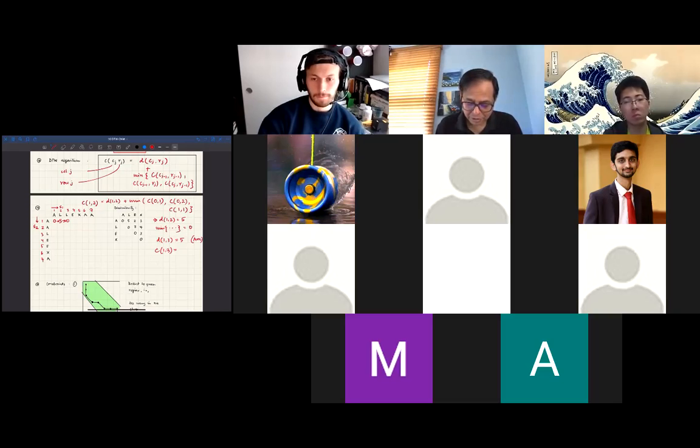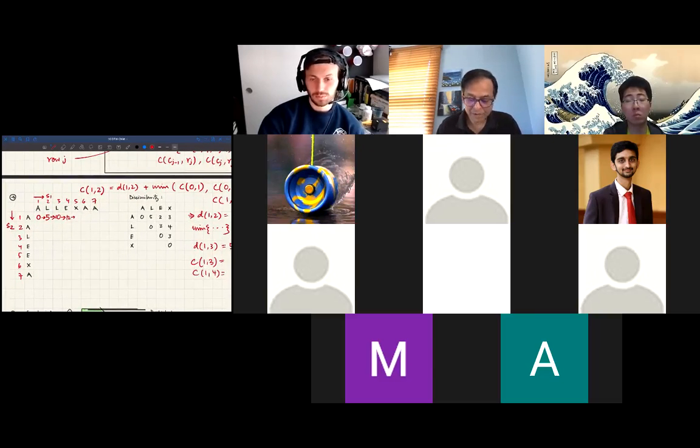A and E, the next block, is 2. So how much should C of 1,4 be? 12. B is 2, yeah. Then quickly fill up: 15, then 15 and 15. Very good. Okay. So DTW says fill out the first row.